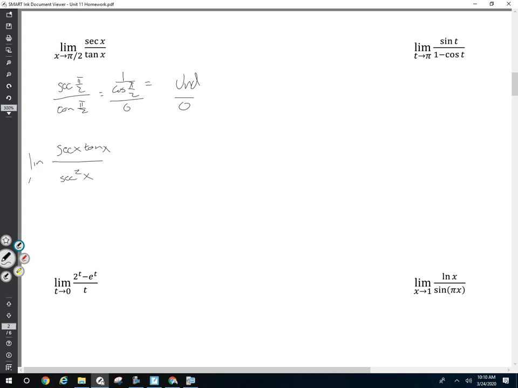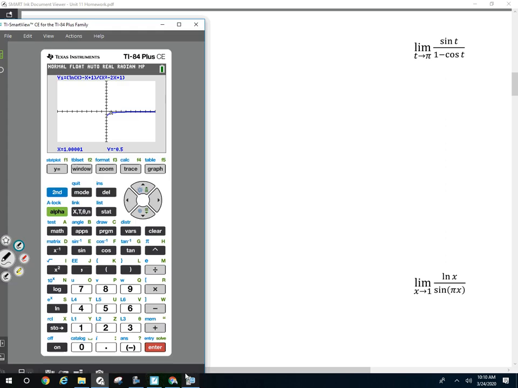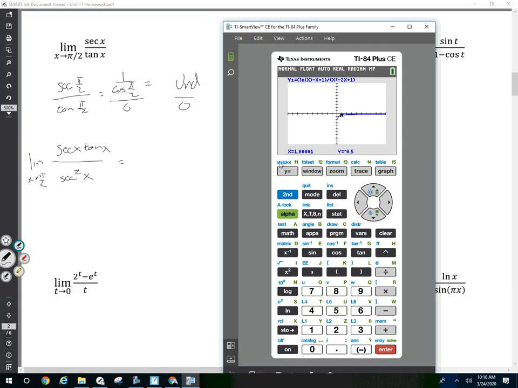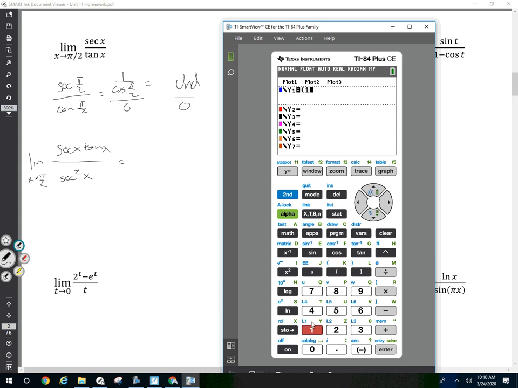A limit as x approaches pi over 2. Again, secant of pi over 2 is just going to be undefined. So I get undefined over undefined. I really feel like this is not one that we'll be able to answer. If I'm wrong, strike me down. Let's see. 1 over cosine x divided by tan x.